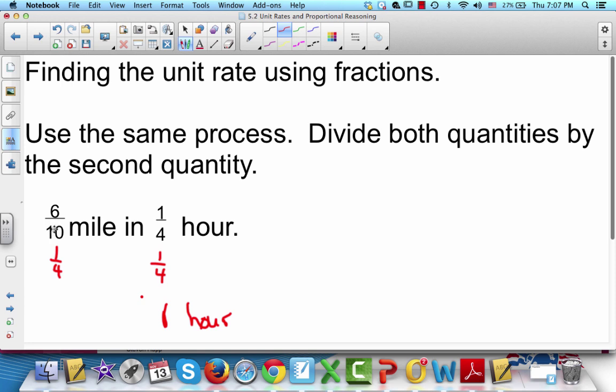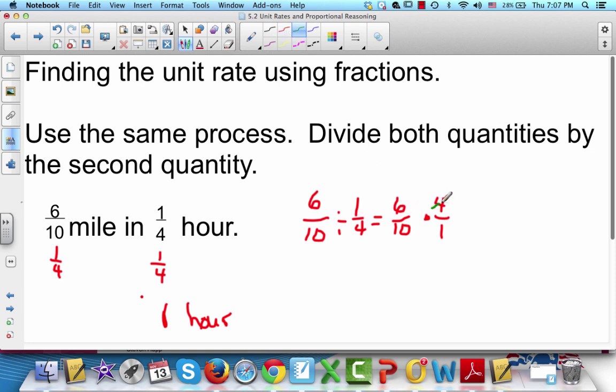And now we've got to do 6/10 divided by 1/4. So we come over here and go 6/10 divided by 1/4 equals 6/10 times, because remember when you divide by a fraction you invert and multiply. So it's going to be times 4 over 1.